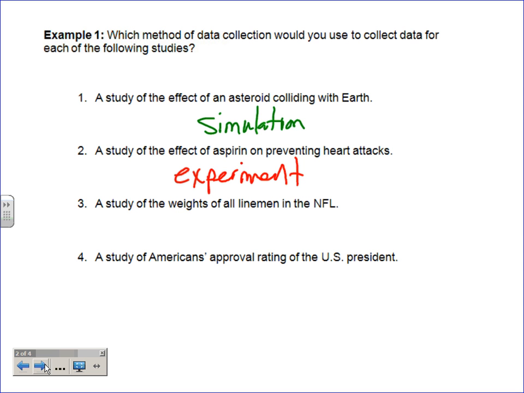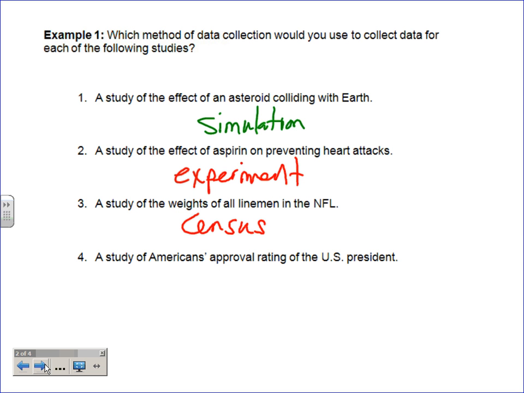A study of the weights of all linemen in the NFL. Is that something we could probably do? Yeah, that's probably a little bit easier than the entire United States, right? Because the population there is just the linemen in the NFL. That's not as bad. We can probably do a census on that one. I might have given this one away already.